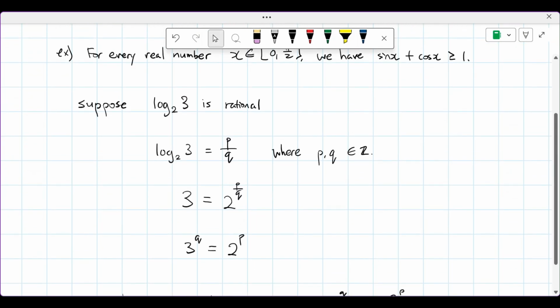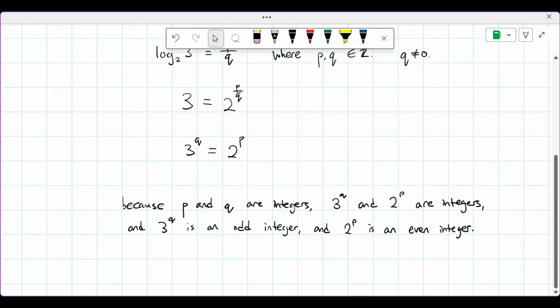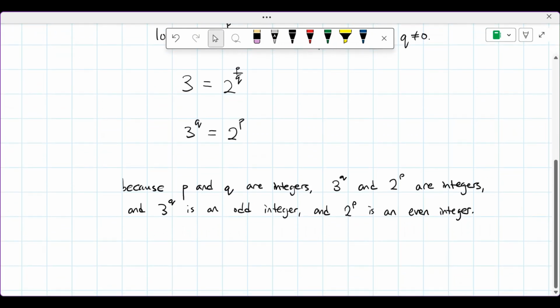Perhaps I should have put that Q will not be 0 here, and the same thing for P, obviously. Well, even if P is 0, no problem, but Q cannot be 0. Therefore, 3 to the power of Q is not equal to 2 to the power of P, because the left-hand side is odd and the right-hand side is even.